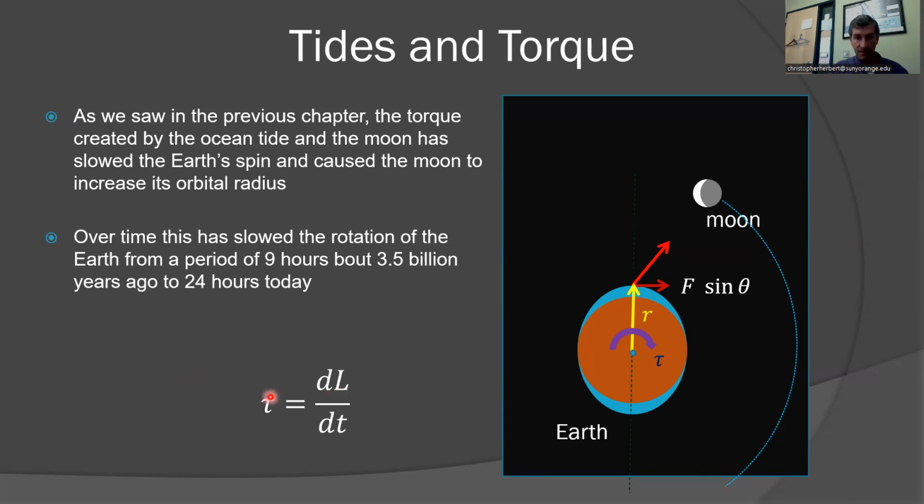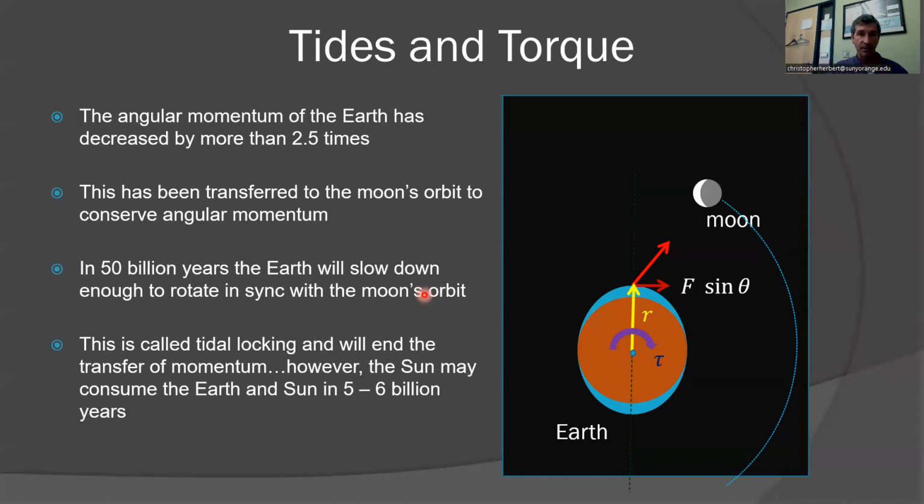This torque becomes less and less as the two bodies get further and further away. So eventually the torque is going to be so small that there'll be hardly any change. In fact, today we're up to 24 hours a day. We're getting to the point where the torque is much, much less today than it was 3.5 billion years ago. Okay? In about 50 billion years, the Earth will slow down enough to rotate in sync with the moon's orbit.